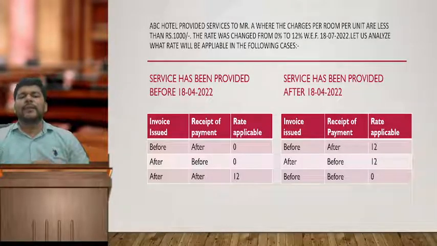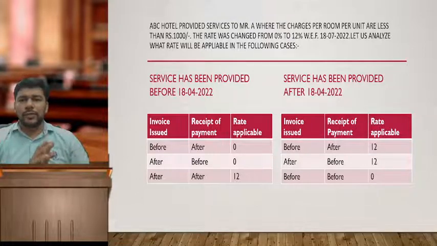So we are saying that if ABC hotels provide services to Mr. A, where the charges per room per unit are less than rupees 1000. So this is a new levy which is going to come into force from 18th of July. Till now there was an exemption. So now there's a withdrawal of exemption in this case. Now the rate, so we are saying that the current rate of tax is 0%, and now there is a rate of tax of 12% which will be made applicable on this transaction with effect from 18th of July.